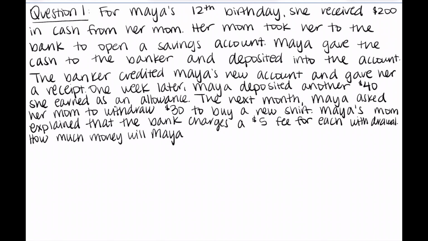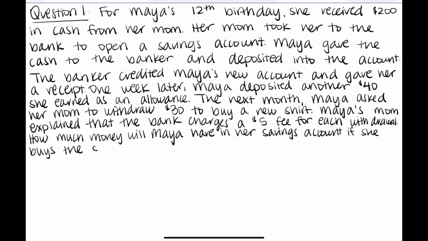So I know that this question is really long. There is a full paragraph worth of information here, but let's go through and highlight and decode this question. So first, let's highlight in yellow any of the terms that we notice that we have just defined. So we see the word deposit, credit, deposited, withdraw, and fee. And now let's go through and highlight our numbers. So we have $200, we have $40, we have $30, and $5.